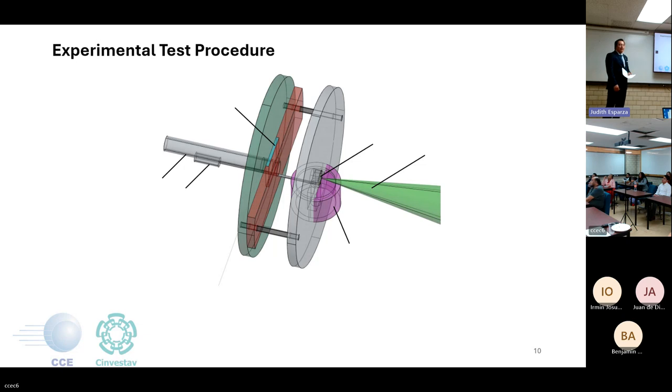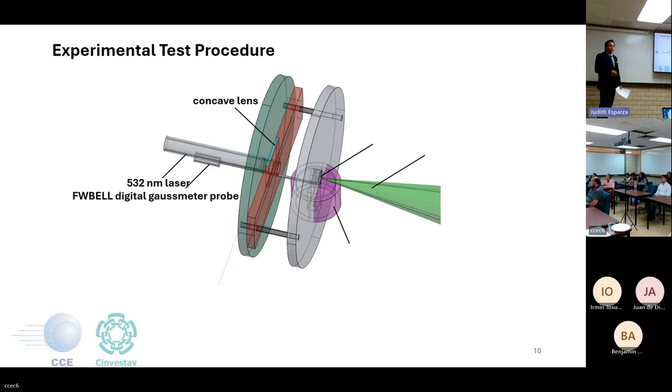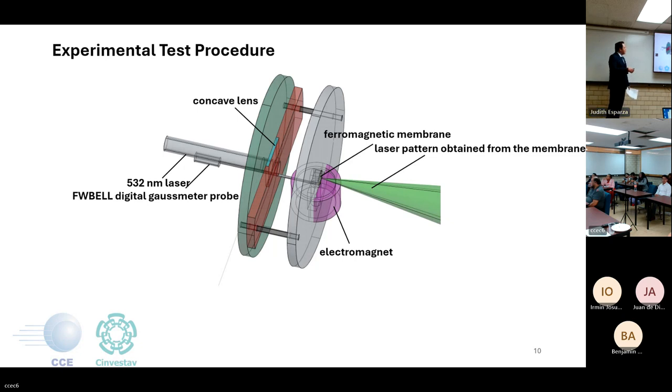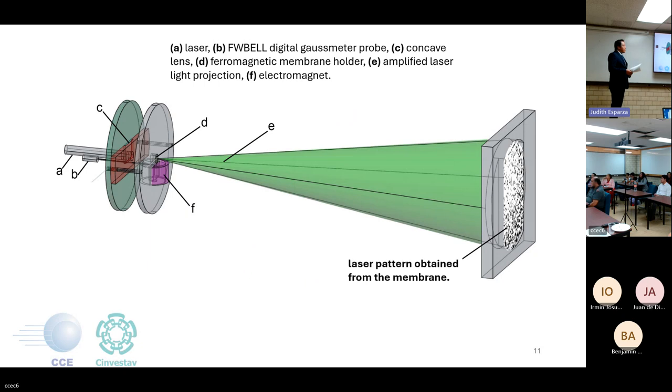Like I mentioned, we need to analyze this image pattern, and we had to design a device that helps us. This device consists of the following elements: a laser, a digital gaussmeter probe, a concave lens, and the ferromagnetic membrane positioned next to the electromagnet, and we obtain the laser pattern. This image represents the start of our device, but at the end, we can take a picture of the pattern that we obtain.